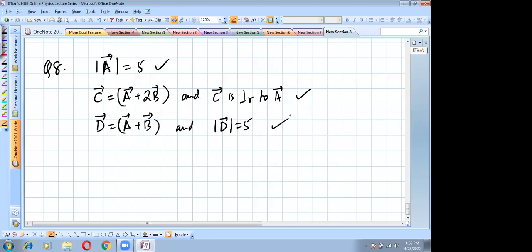So from all this information in question 8 and 9, and in fact 10, all three questions are related to this. We have to find magnitude of C, we have to find magnitude of B, and we have to find the angle between A and B. Theta between A and B.